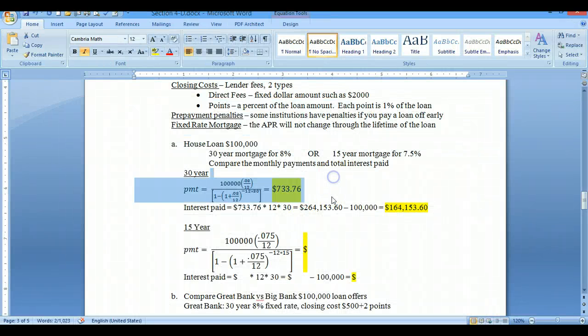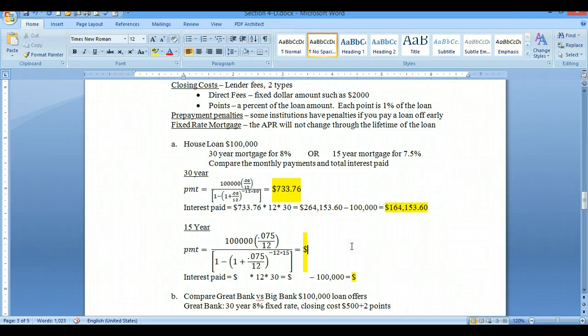$733.76. There we go. And so we want to find the interest paid. We've done that before. We take how much our monthly payment is, times the months in a year, and times how many years, 12 times 30, which gives us $264,153.60. Now that's what we pay for the entire loan, but the loan principal was only $100,000, which means over 30 years, we pay more than 1.5 times what the original house loan was.